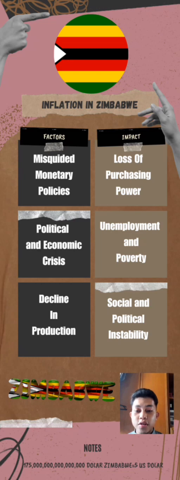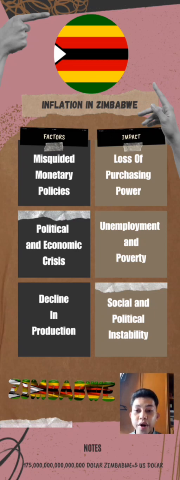Next, I will continue to the main issue: inflation in Zimbabwe. Inflation in Zimbabwe is an extreme example of severe inflation. During the period of 2007 to 2008, Zimbabwe experienced hyperinflation, considered one of the highest in modern history. Several factors contribute to the severity of inflation in Zimbabwe.